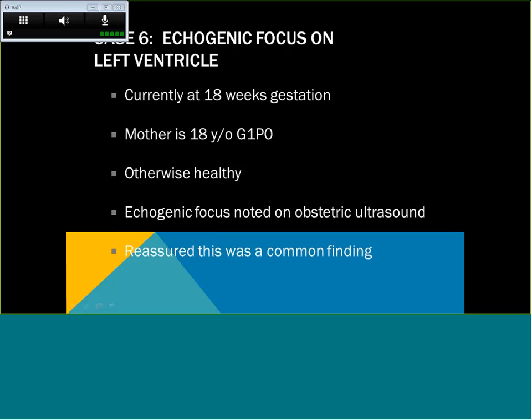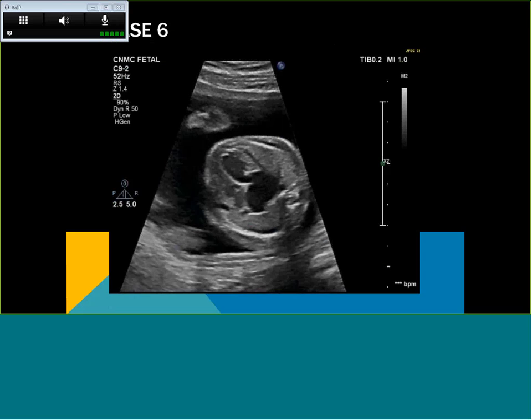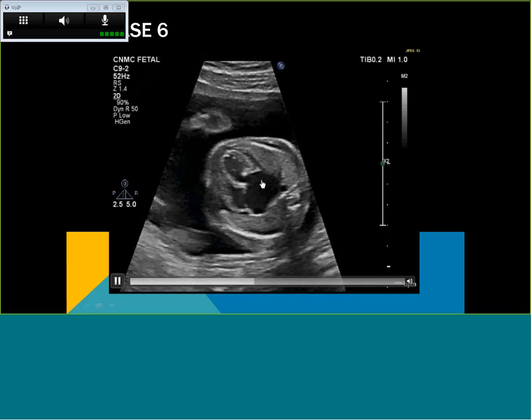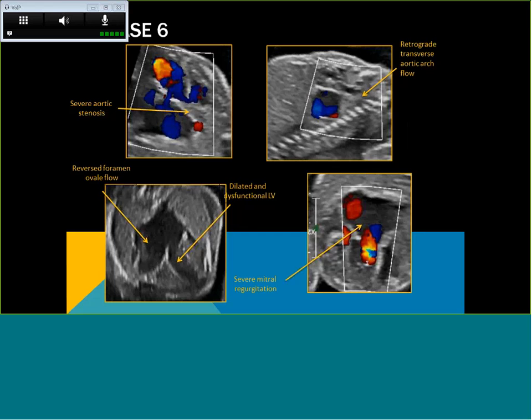This is a referral for an echogenic focus in the left ventricle. This patient was currently at 18 weeks gestation. Mom was 18 years old, G1, otherwise healthy. The echogenic focus was noted on obstetric ultrasound, and mom was reassured that this was a common finding but sent to us for evaluation anyway. So this is a picture of the heart here. Posterior, anterior, right ventricle, left ventricle. The left atrium is quite dilated, and the left ventricle is actually not working normally here. And you can see, yes, there are echogenic foci, but that actually looks to be the myocardium itself, not the apparatus of the mitral valve.